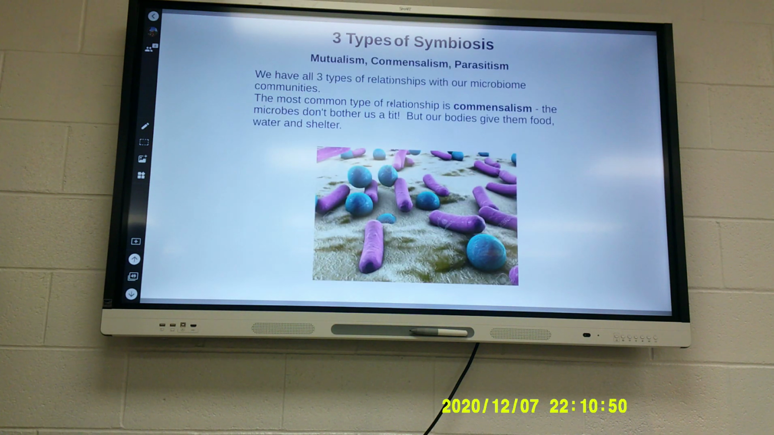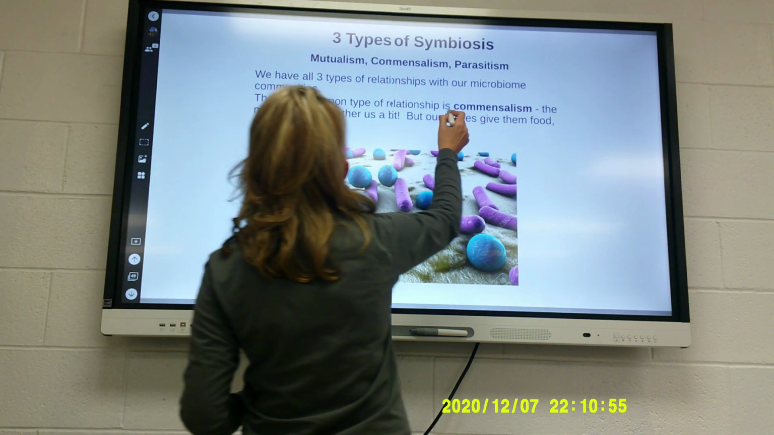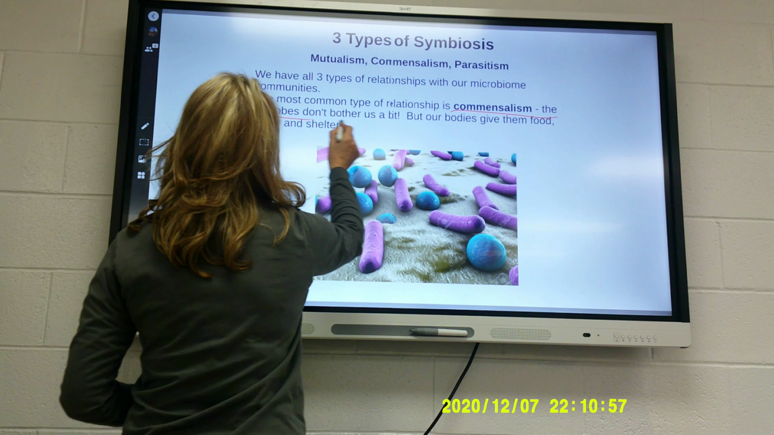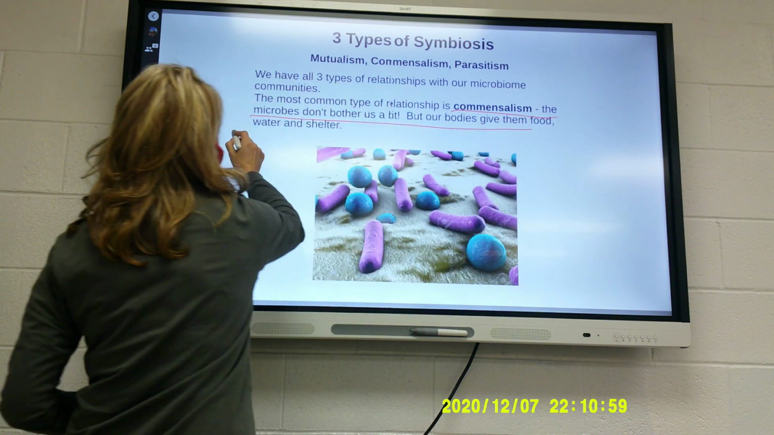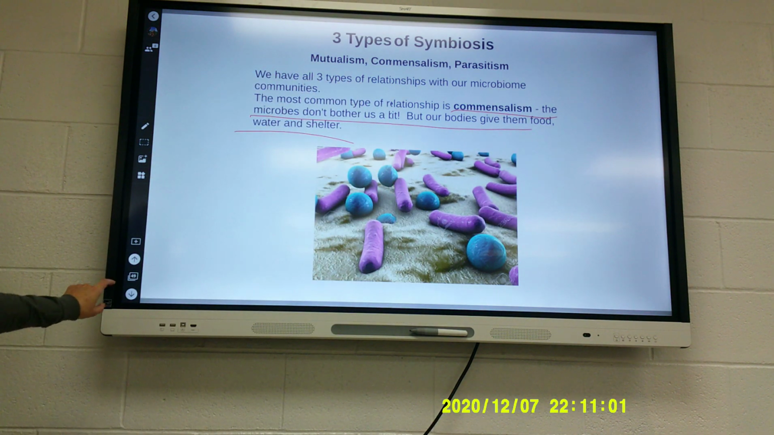We have all three types. The most common type in our relationship is commensalism. The microbes don't bother us a bit, but our bodies give them food, water, and shelter.